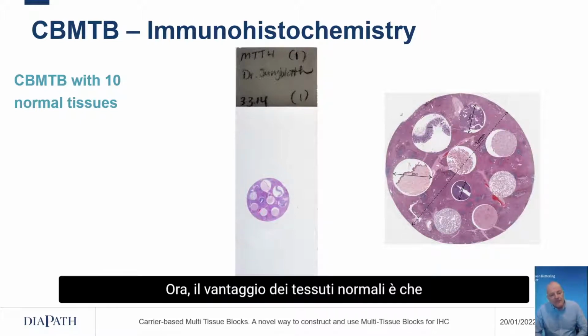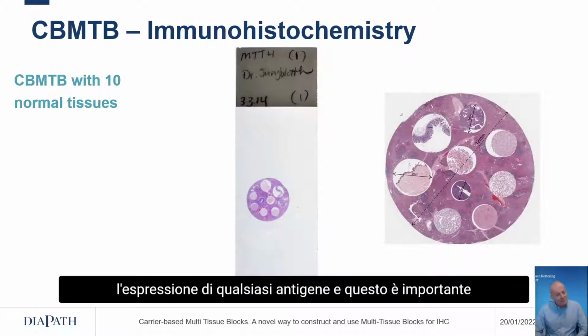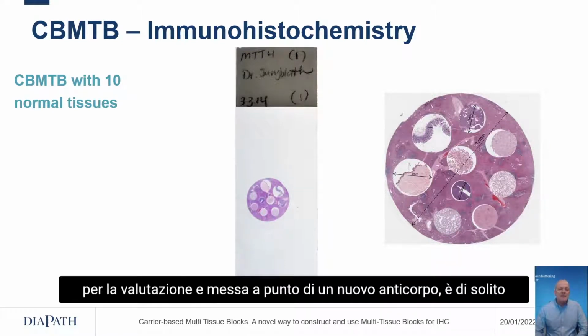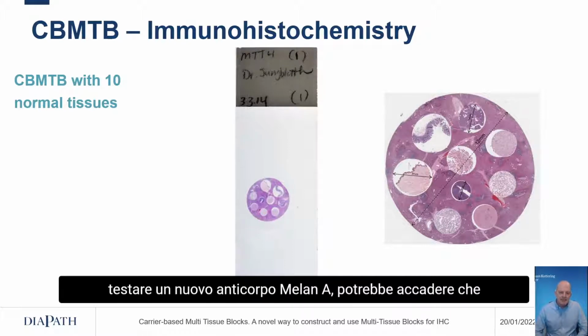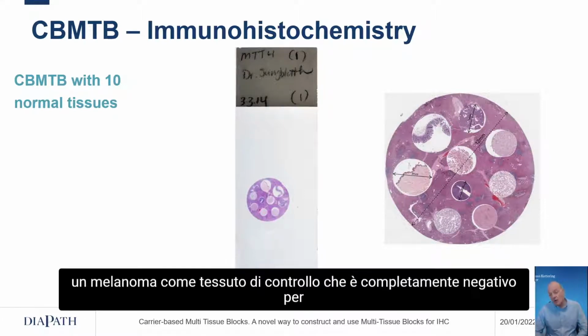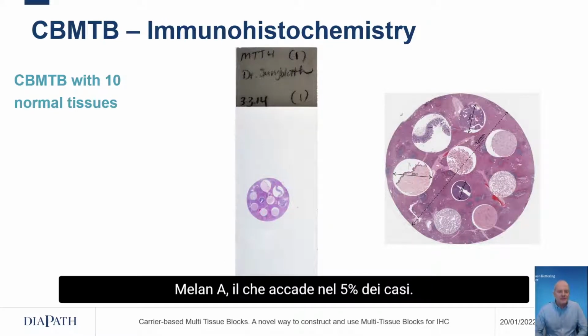Now, the advantage of normal tissues is that the expression of any antigen, and that's important for setting up a new antibody, is usually very homogeneous throughout the tissue. In tumors, this is completely different. For example, if you would take a melanoma to test a new melanin antibody, it could happen that you're using as a control tissue a melanoma that's completely negative for melanin, which happens in 5% of the cases. And the same applies for other tumor antigens in other tumors.